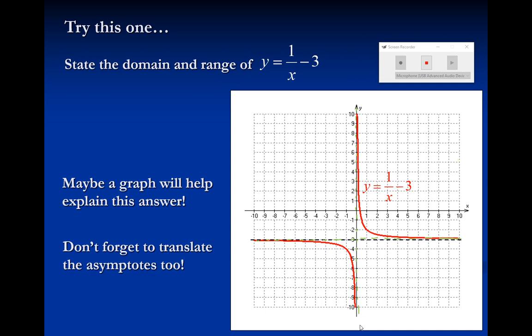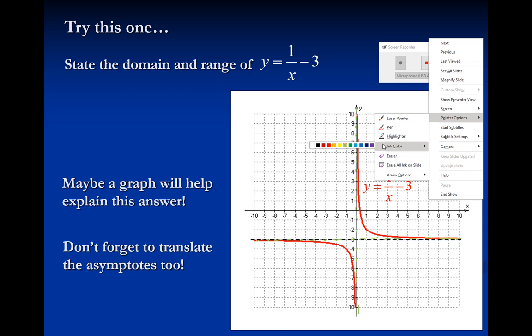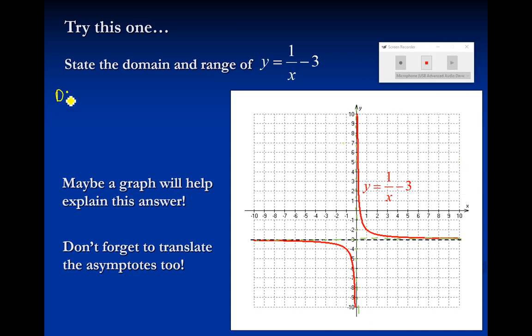Domain. Pen. Pointer options in color yellow. Here we go. Here's my domain range. Domain. How good a hint is this for your investigation? It literally tells you one of the answers from the investigation right here.